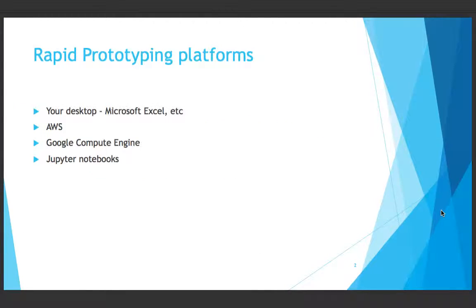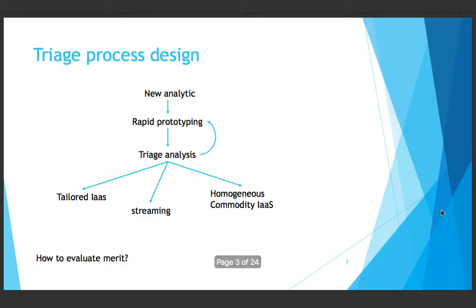I'm going to start out with some motivation. I'm going to make the story that you're an application developer and you work in some environment where rapid prototyping is reasonable. And then the question that you're faced with once you're done with your rapid prototyping is a triage, right? Should I run this application at scale on maybe the cloud infrastructure, or should I invest heavily in the tailored infrastructure, or maybe a streaming architecture, right?